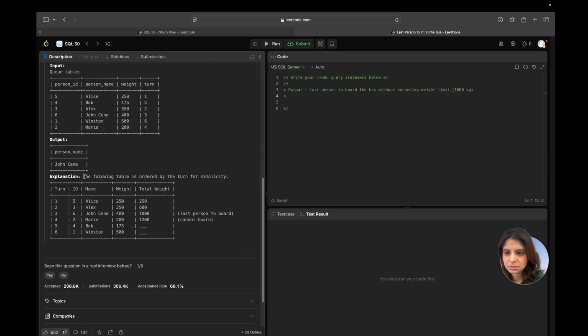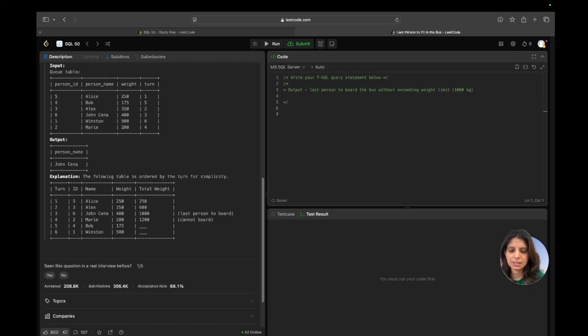Let's take a look at the explanation. They've also given us some explanation. The following table is ordered by the turn for simplicity, and you have the ID, the names, the weight, then total weight. Once it exceeds 1000, we know that Mary cannot board, but John Cena is the last one who can board, because once he boards the bus, the weight is 1000, which is the limit. I think that's the only thing that we have to work on.